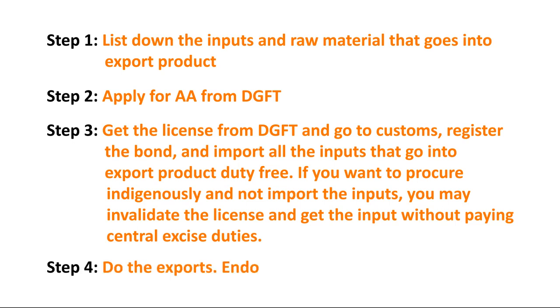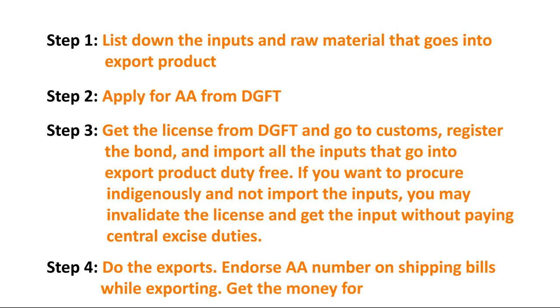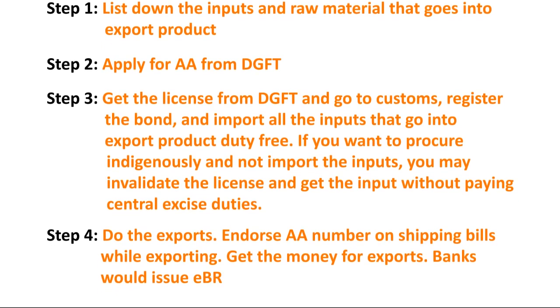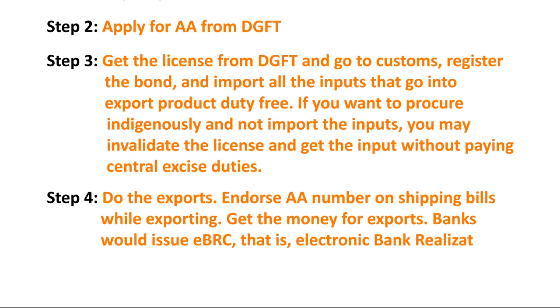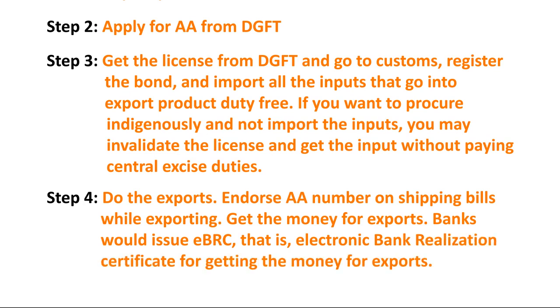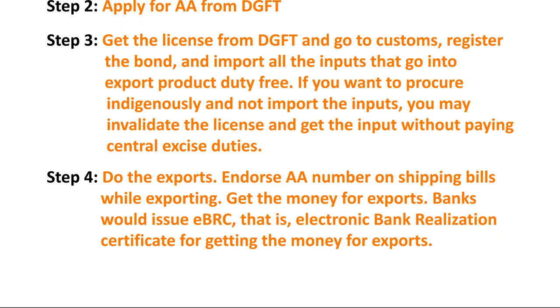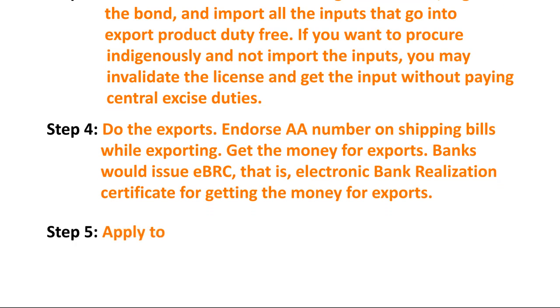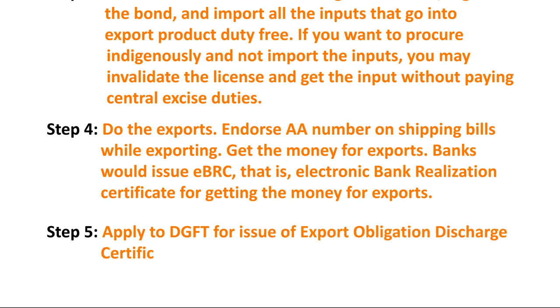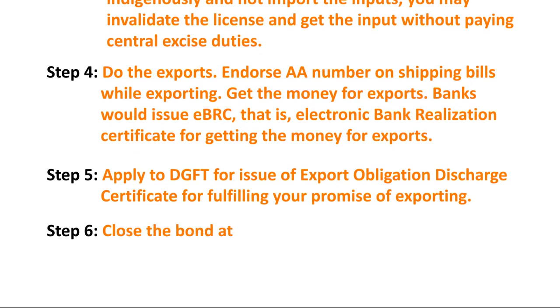Step 4. Do the exports. Endorse AA number on shipping bills while exporting. Get the money for exports. Banks would issue EBRC, that is, Electronic Bank Realization Certificate, for getting the money for exports. Step 5. Apply to DGFT for issue of Export Obligation Discharge Certificate for fulfilling your promise of exporting. Step 6. Close the bond at Customs.